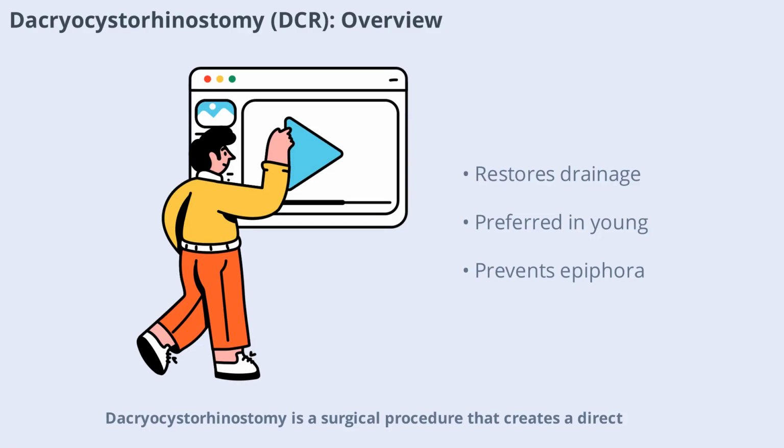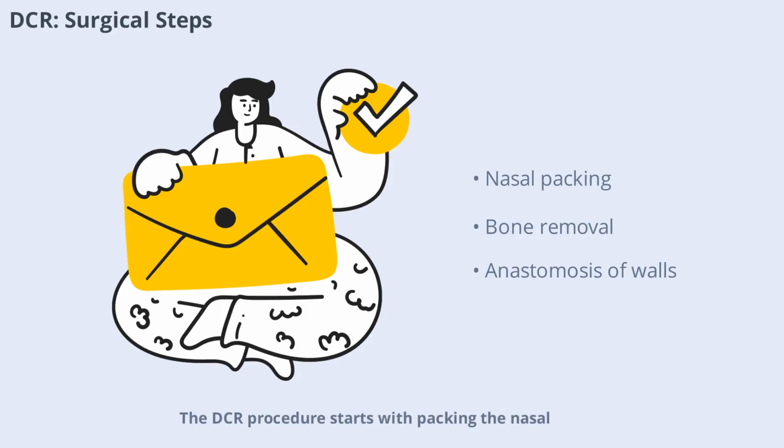Dacryocystorhinostomy is a surgical procedure that creates a direct connection between the lacrimal sac and the nasal cavity, bypassing the blocked nasolacrimal duct. This operation is preferred for younger patients with chronic dacryocystitis as it restores normal tear drainage and prevents epiphora if successful. DCR procedure starts with packing the nasal cavity with a ribbon gauze soaked in local anesthetic.